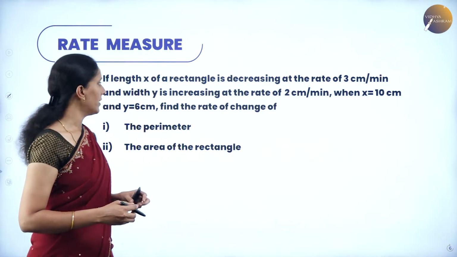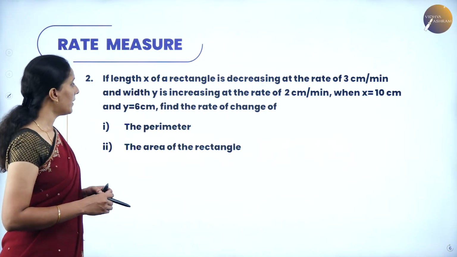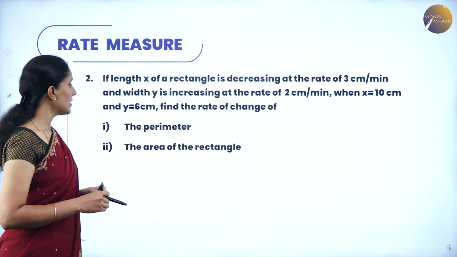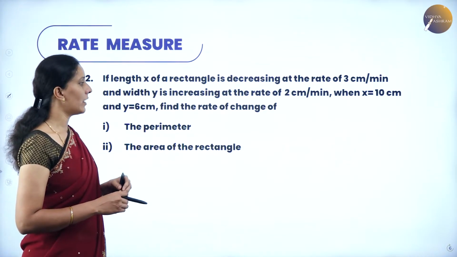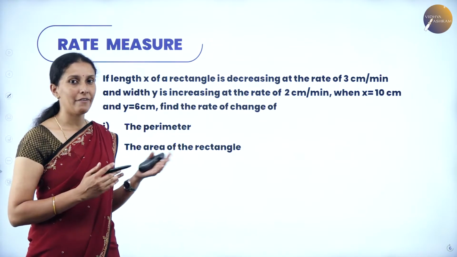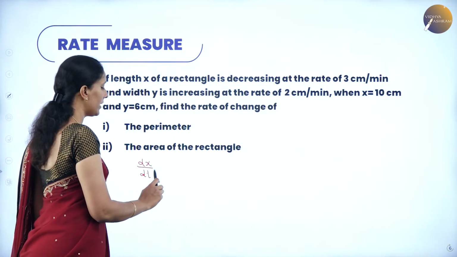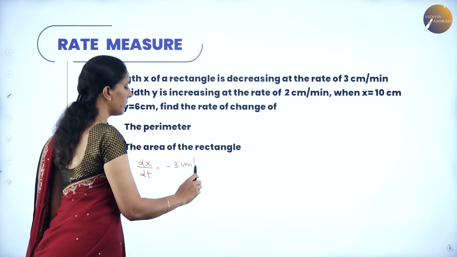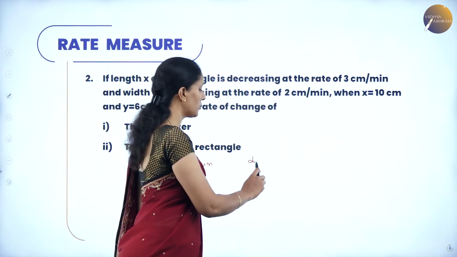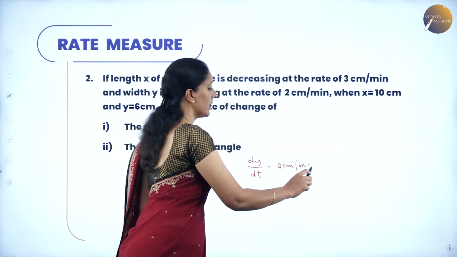So the next question here is, if length of rectangle is decreasing at the rate of 3 centimeter per minute and width y is increasing at the rate of 2 centimeter per minute, when x is equal to 10 centimeter and y is equal to 6 centimeter, find the rate of change of perimeter and area of rectangle, as we have done in the previous problem. So rate of change of length, that is dx by dt, is minus 3 centimeter per minute, because they have said it is decreasing. Next is rate of change of width with respect to time is 2 centimeter per minute, because it is increasing.